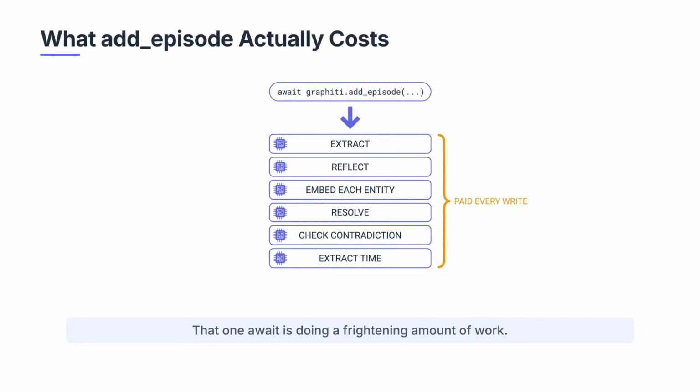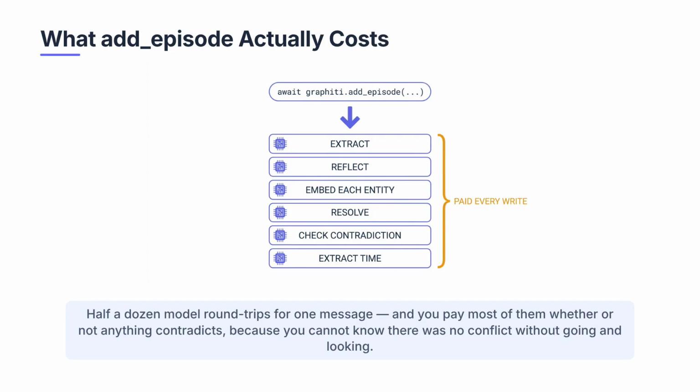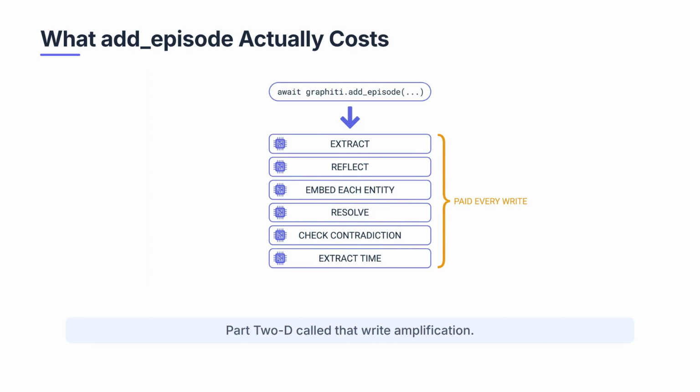That one await is doing a frightening amount of work. Behind it, an extraction call, a reflection call, an embedding per entity, a resolution call, a contradiction check, and a temporal extraction. Half a dozen model round trips for one message, and you pay most of them whether or not anything contradicts, because you cannot know there was no conflict without going and looking. Part 2D called that right amplification. This is what it looks like with a stopwatch on it.